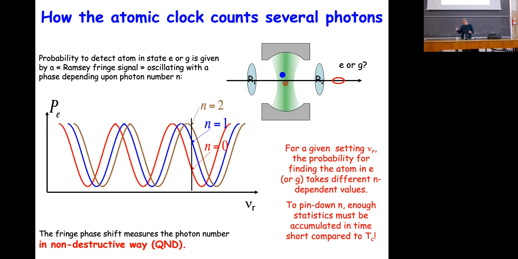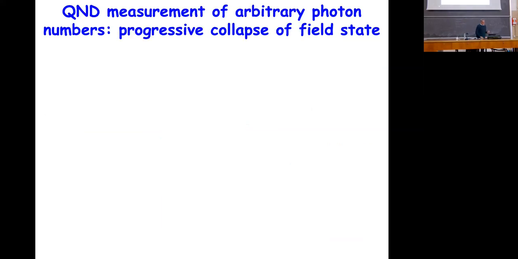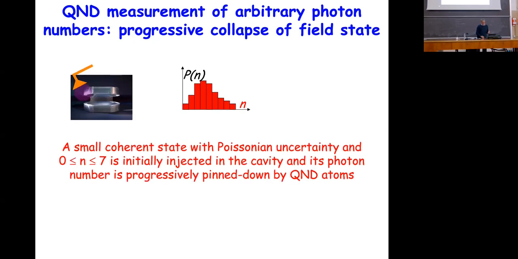So you get information progressively, because once the atom is detected, you immediately send the information to a computer, and the computer updates its information depending upon the result of the measurement. And I will describe now how it works. So how did we do that?